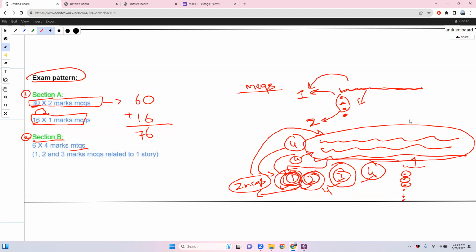So there will be a total of 6 MTQs in the exam, and each MTQ will have 4 marks available. So a total of 24 marks for the MTQs. If we add the section A total marks, which were 76, and the section B total marks, which were 24, the F1 exam has a total of 100 marks available. Let's take a look at the MCQs and MTQs in real life.